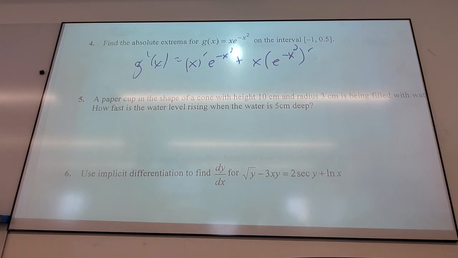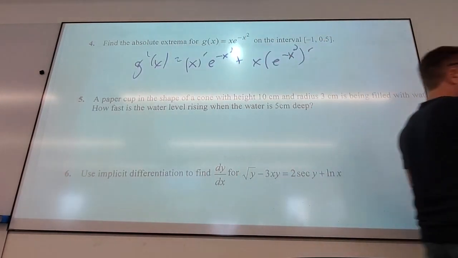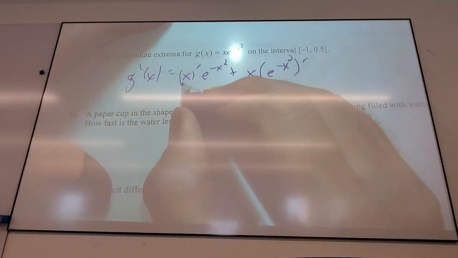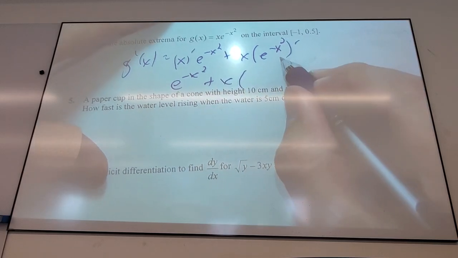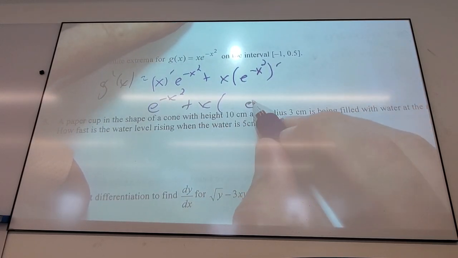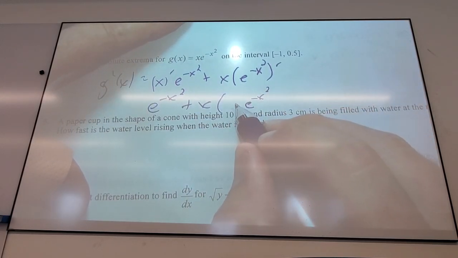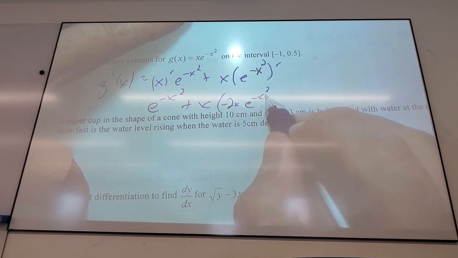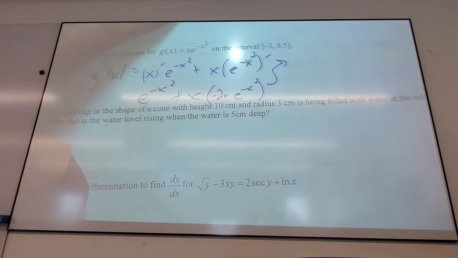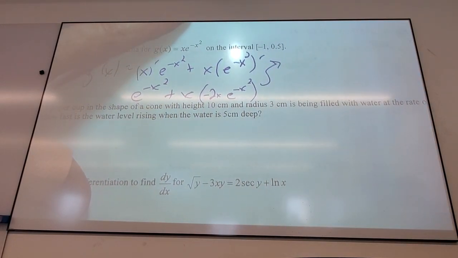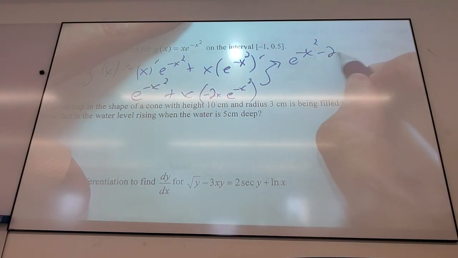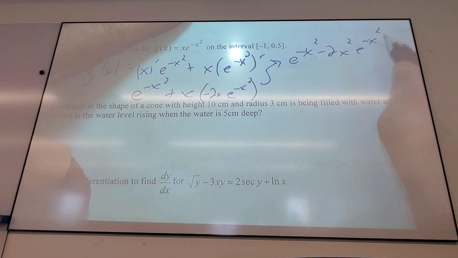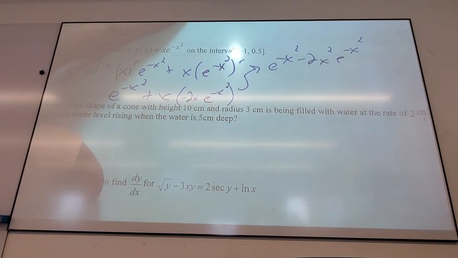What's the derivative of x? So this will be e to the negative x squared. And then what's the derivative of e to the negative x squared? E to the negative x squared? Negative 2x, yes. Now what am I going to want to do with this thing? That's the derivative.